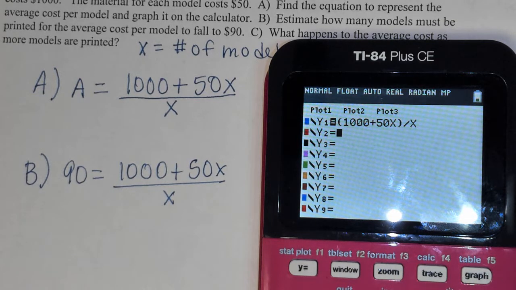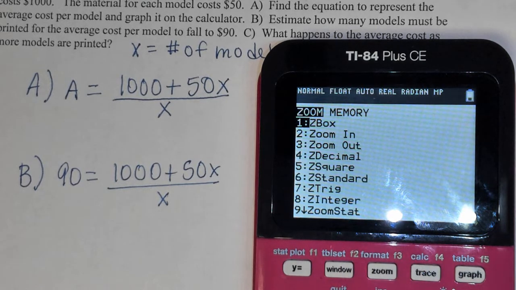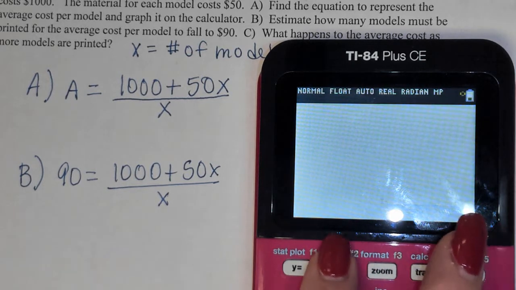What do I want it to equal, guys? 90, right? I want it to be 90. So I put in 90. If I go ahead and graph, I'm going to do a zoom 6 to graph. Here's the functions, and I'm not seeing anything. That's because I haven't set up my window correctly.